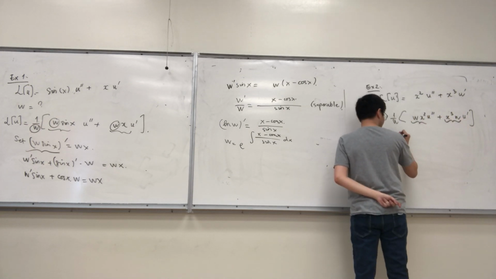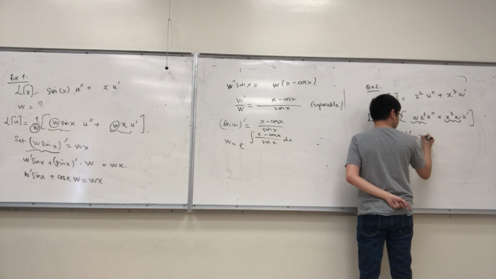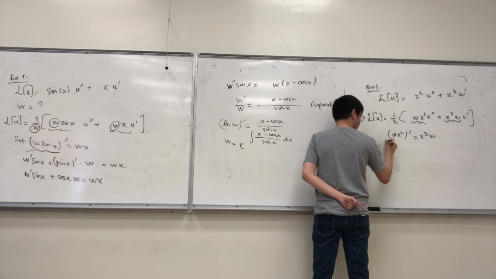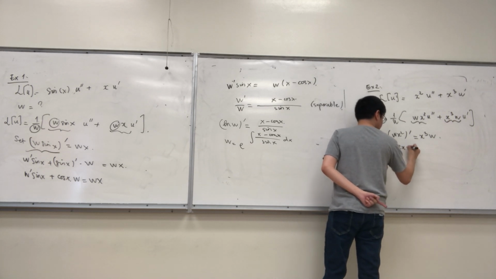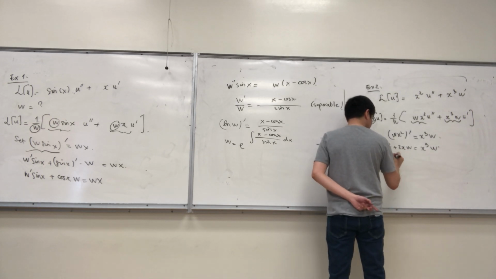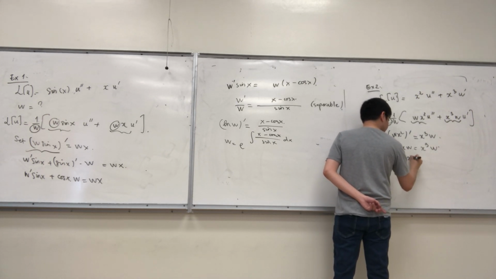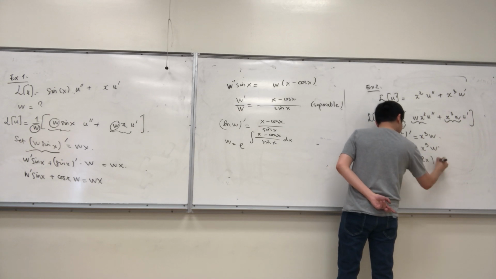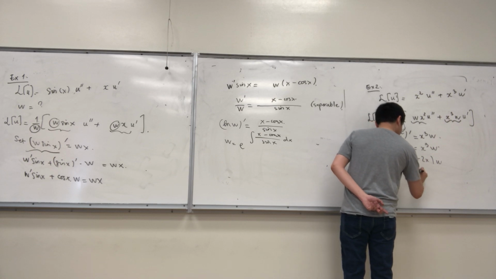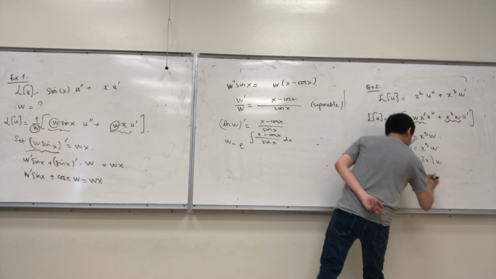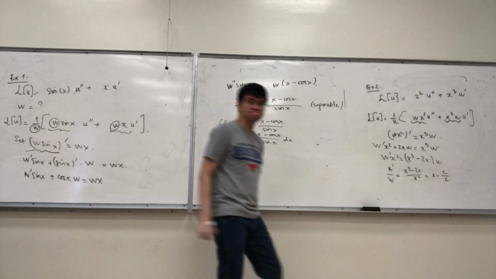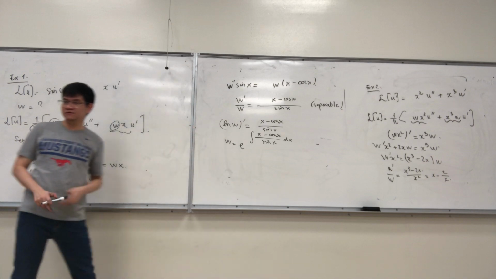Right? So you have w x squared prime is x cubed w. So this gives you w prime x squared plus 2x w is x cubed w. Right? So w prime x squared is x cubed minus 2x w. So w prime over w is x cubed minus 2x over x squared. So this is x minus 2 over x, right? And you continue like in the previous case.